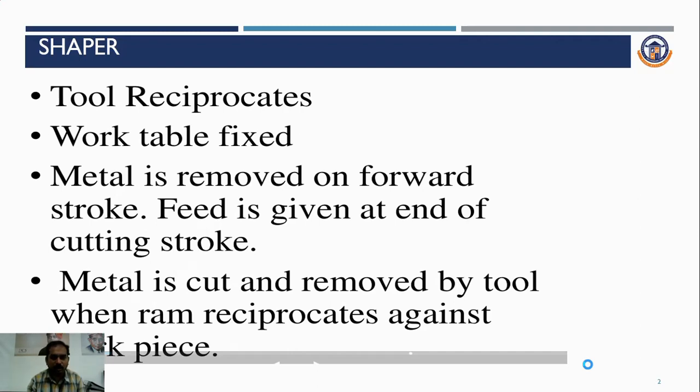The metal will be removed on the forward stroke. The feed is given at the end of the cutting stroke. The metal is cut and removed by the tool when the ram reciprocates against the workpiece.